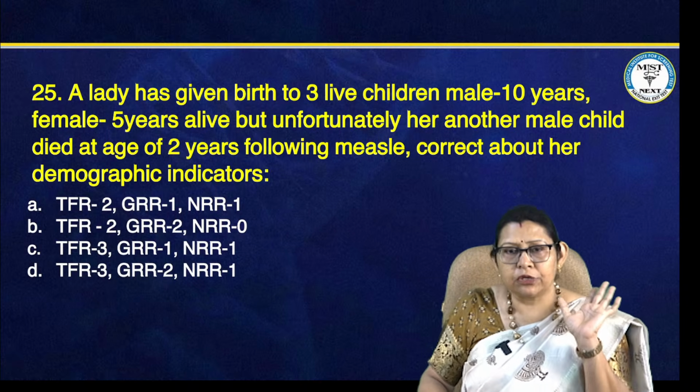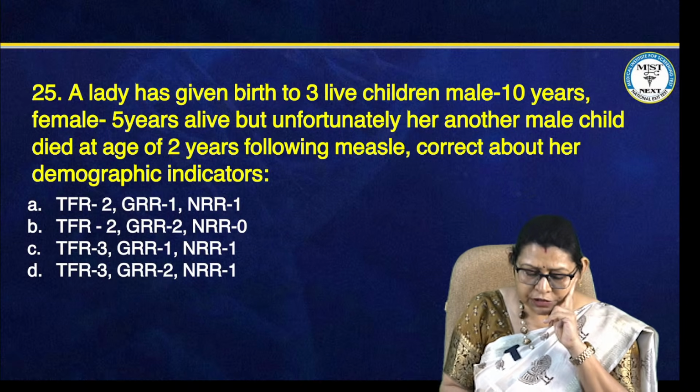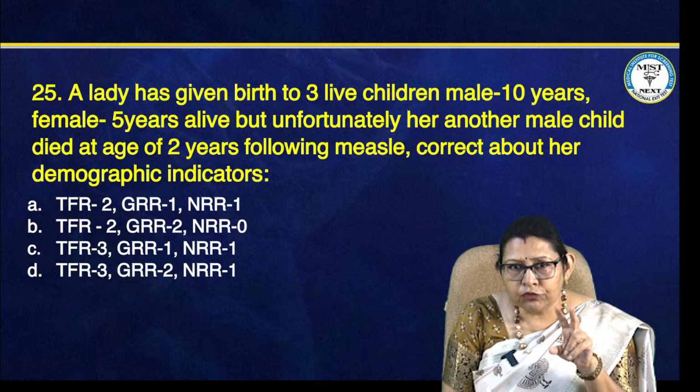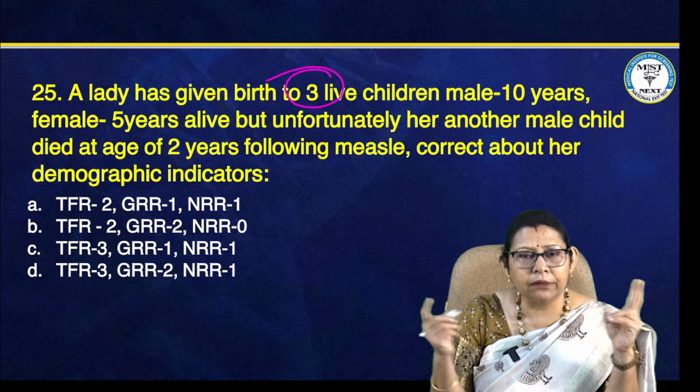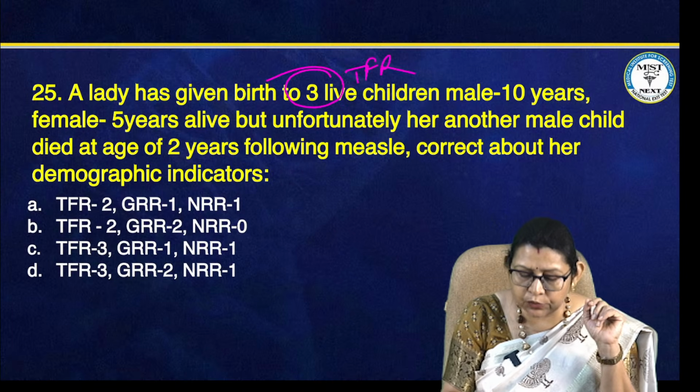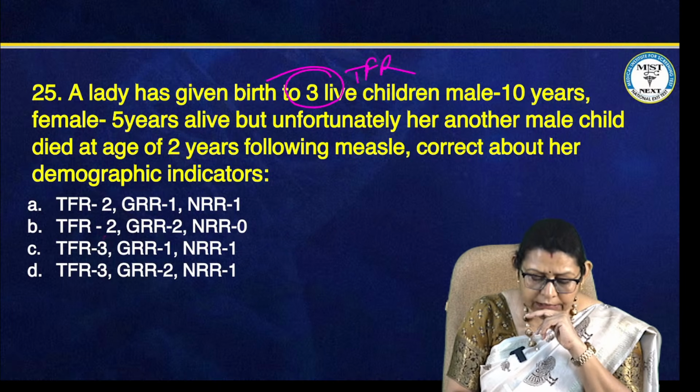TFR is total children born in the family. Now see the question. The lady has given birth to 3 live children, so what is the TFR? TFR is 3. Okay. Now again see the choices. TFR 2 is out. TFR 2 is out.